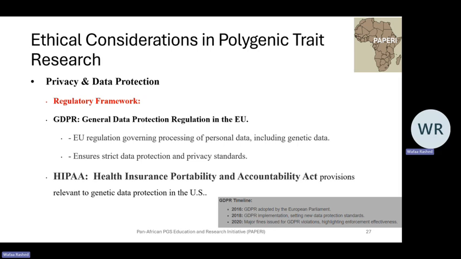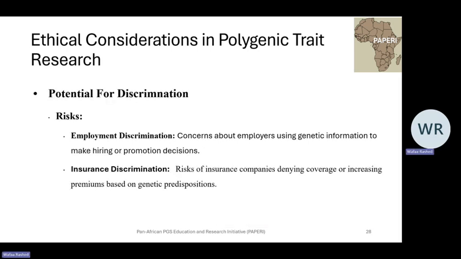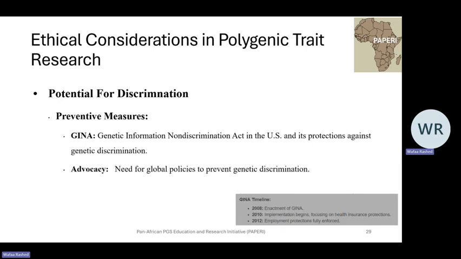HIPAA, the Health Insurance Portability and Accountability Act, has provisions relevant to genetic data protection in the USA. Potential for discrimination: how? There is a risk of employment discrimination or insurance discrimination. Employment discrimination concerns employers using genetic information to make hiring or promotion decisions. For insurance discrimination, the risk is insurance companies denying coverage or increasing premiums based on genetic predisposition.